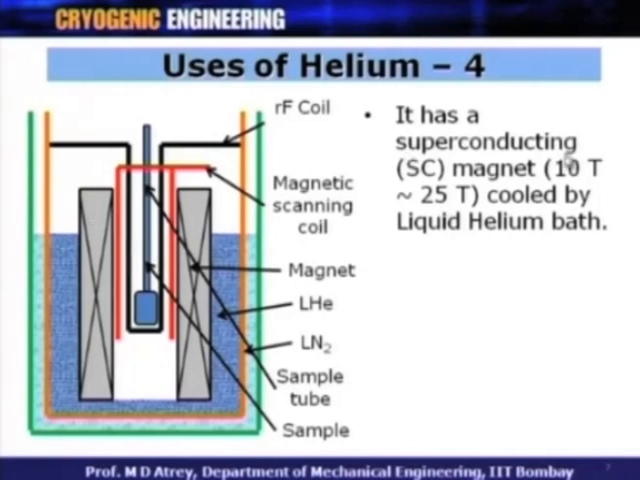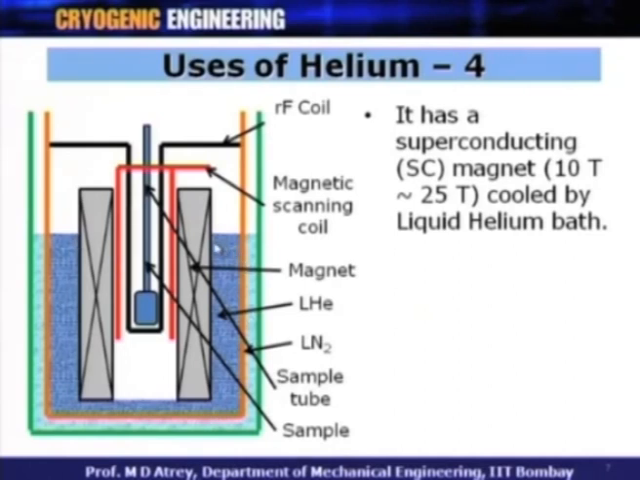The superconducting magnet now will give you 10 Tesla to 25 Tesla because it becomes superconducting. Otherwise, if you want to have a 10 Tesla to 25 Tesla electromagnet, it is not possible. And that is the greatest usage of superconducting magnet, which basically exists because of the cryogenics or liquid helium associated with it. This is a very important usage.